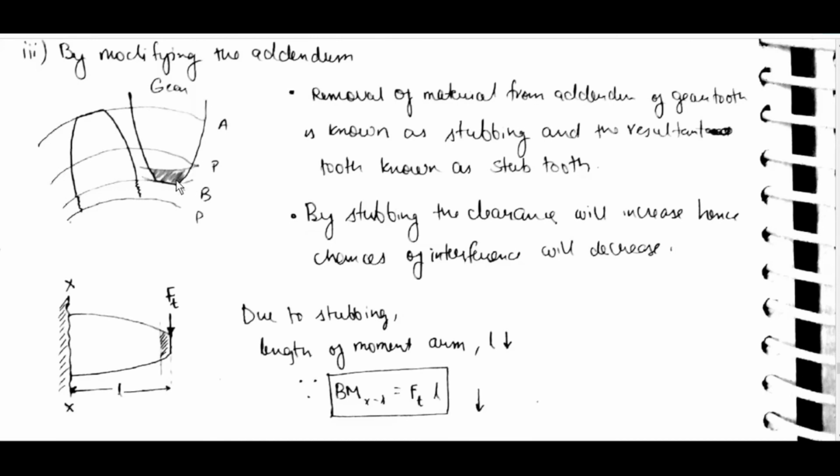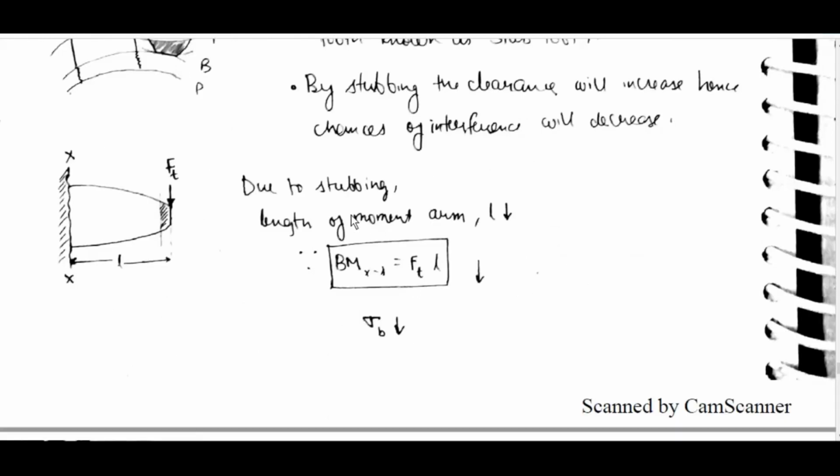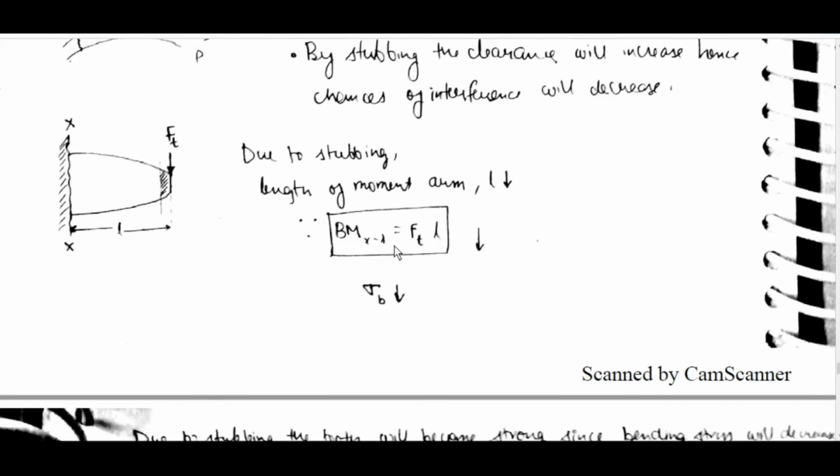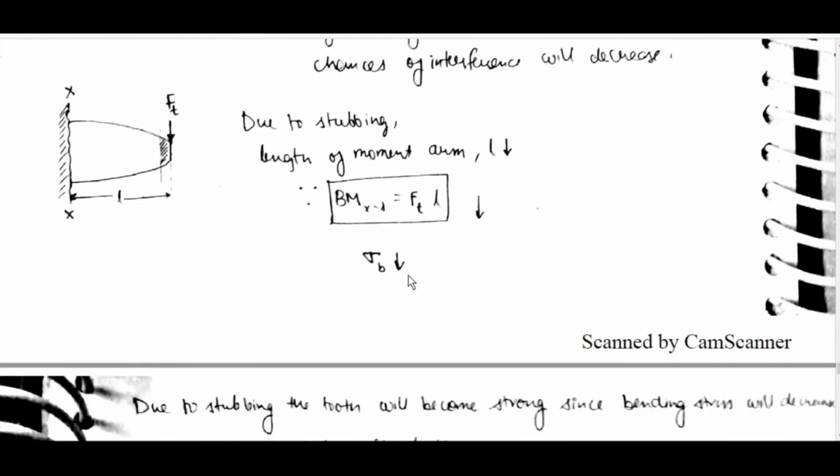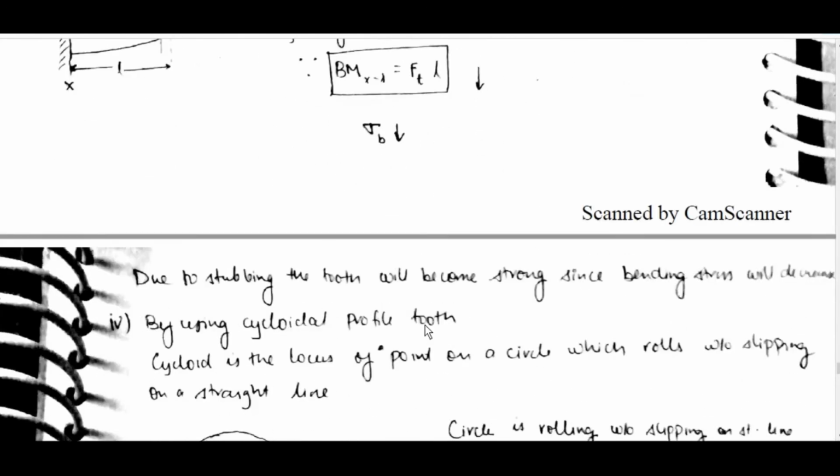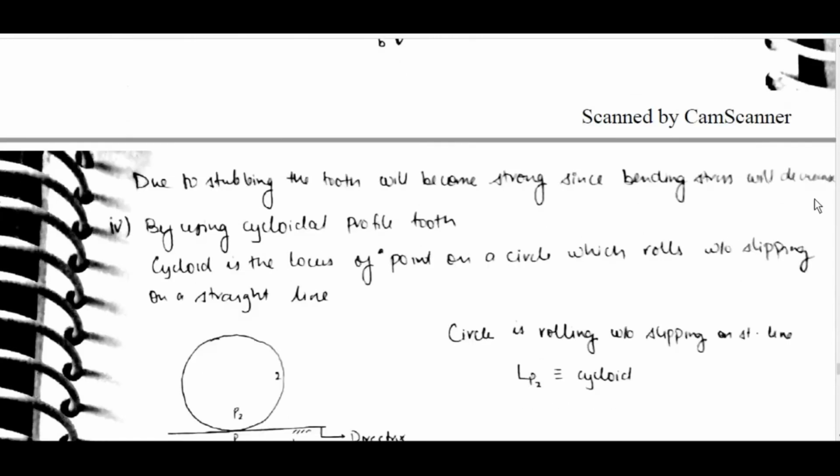Like this, cut till here. Removal of material from the addendum of a gear tooth is known as stubbing. The resultant tooth is known as a stub tooth. By stubbing, the clearance will increase, hence the chances of interference will decrease. Due to stubbing, the length of the moment arm L decreases. Since Mb max is equal to Ft L, sigma b decreases. Due to stubbing, the tooth will become strong since bending stress will decrease.